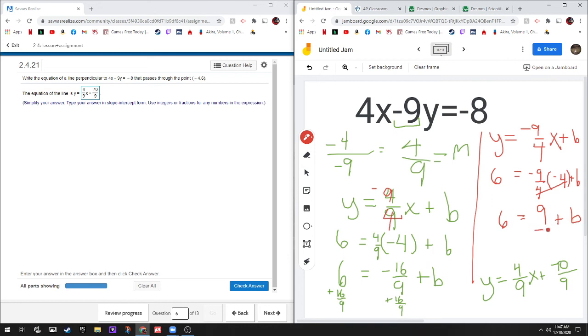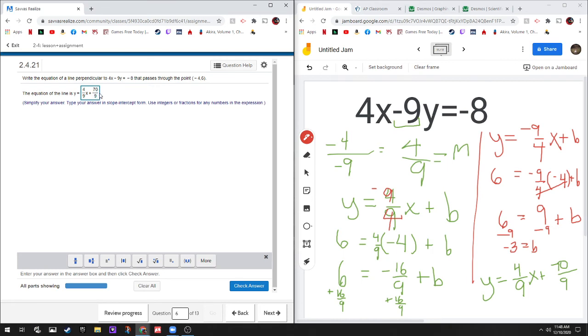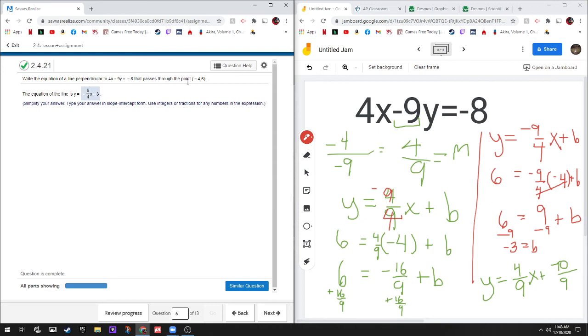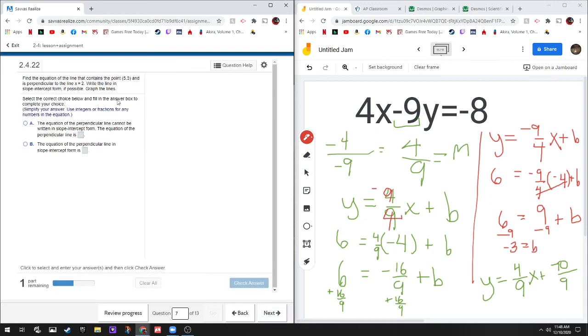Okay. So now I'll subtract the 9 from both sides. So 6 minus 9 is negative 3. So my final answer now is going to be very, very different. Negative 9 over 4x minus 3. So, very, very important that we pay attention to parallel versus perpendicular.